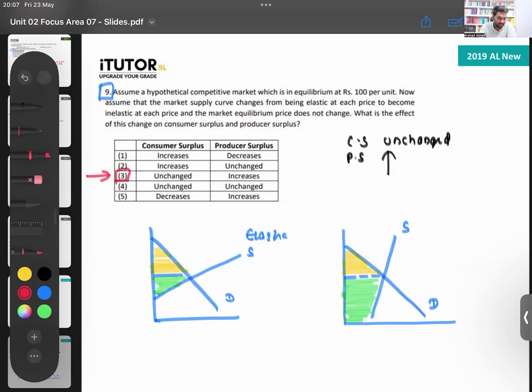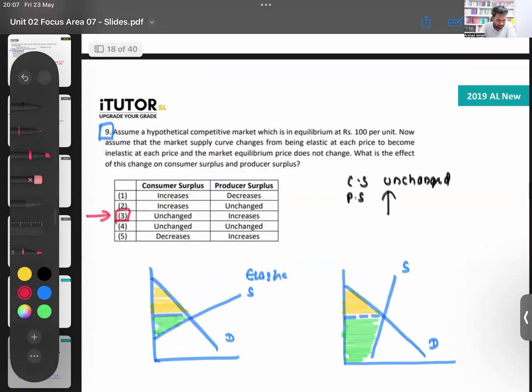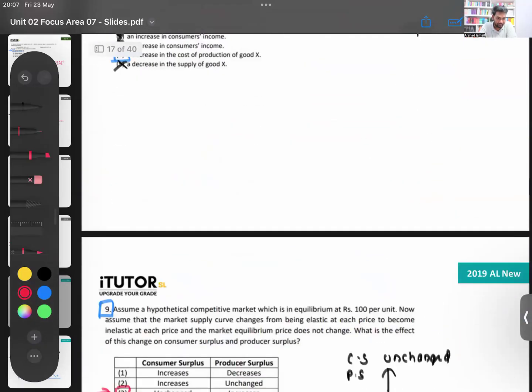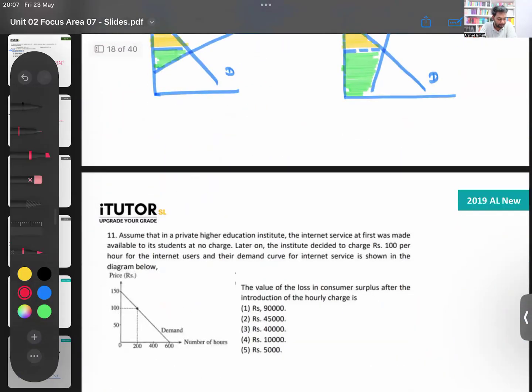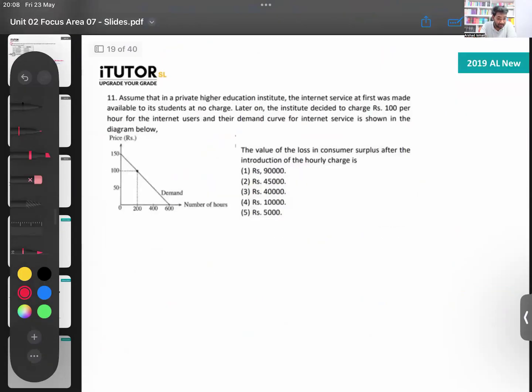Okay, right. That's 2019 question number 9. Any question that you missed, I'll count it at the end. Then going to question number 11.